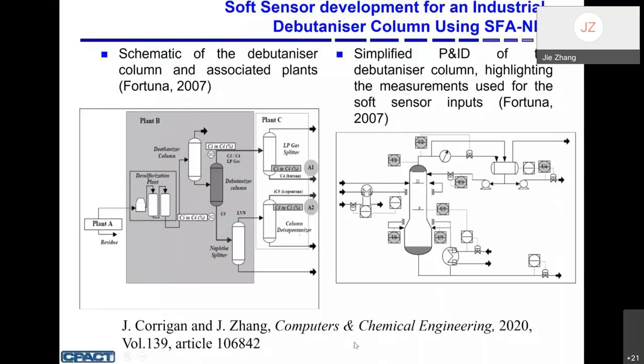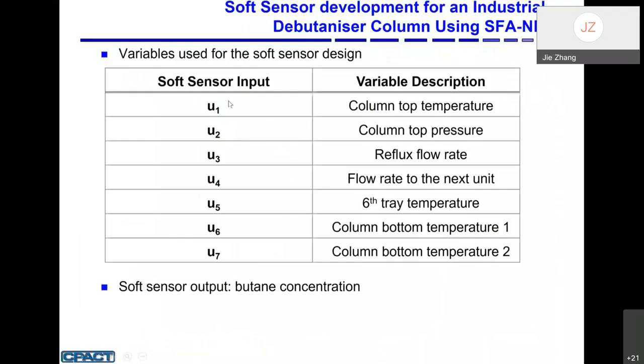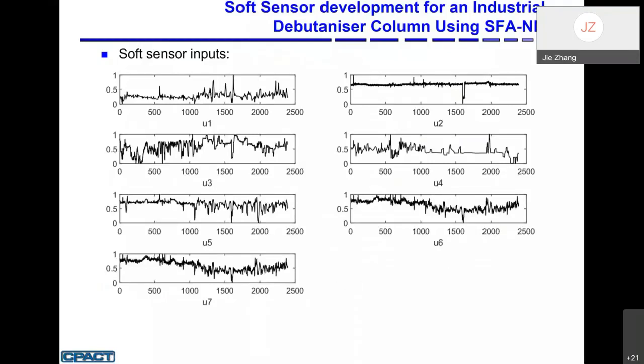Okay, so there are 7 input variables to the soft sensor. For example, temperature, pressure, flow rate, and temperature at the bottom of the column. Those are the soft sensor inputs, and the soft sensor output is the bottom concentration.